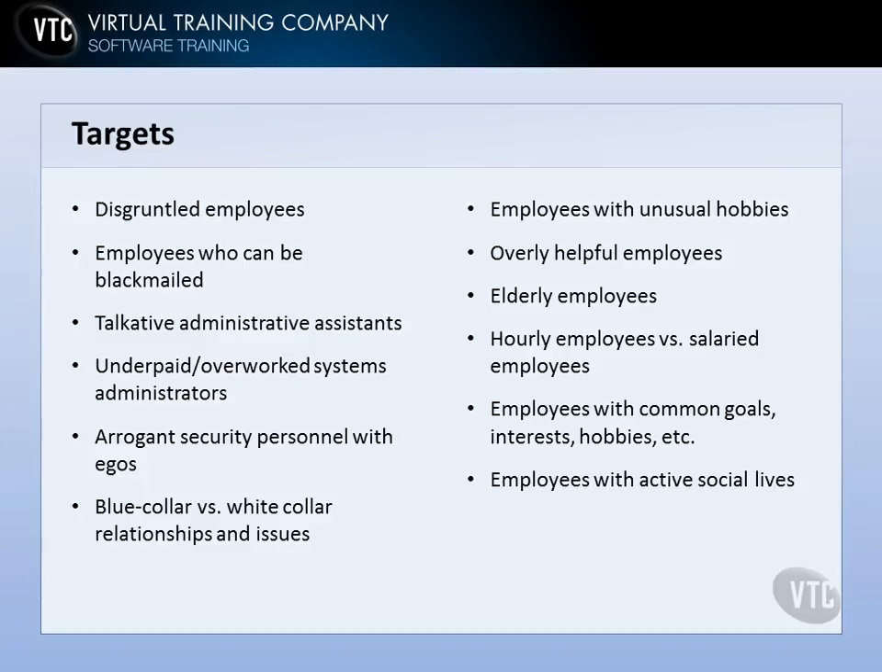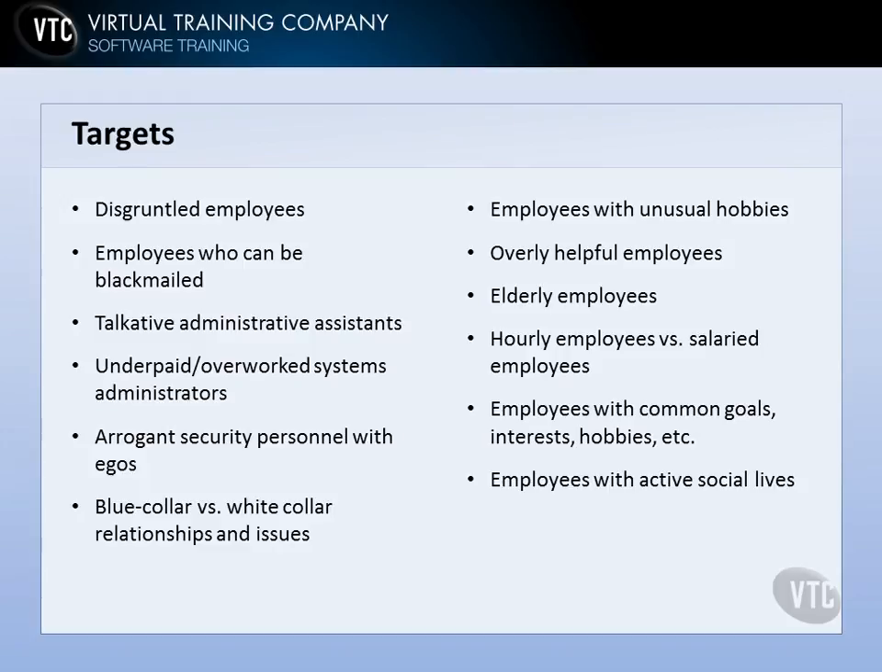Gossipy administrative assistants are always helpful. They can give you some cool information about people that you won't find officially. System administrators that are overworked, underpaid, always like to vent and talk about their troubles in bars. Security personnel are also frequently arrogant. They have egos. And if you can stroke that ego and pump them up a little bit, they will give you information also. You also might take advantage of the relationships that blue-collar workers have versus white-collar relationships. Some of the blue-collar folks don't like the executives and talk about how bad they are, or talk about things that the organization does that may be useful from a hacking perspective.